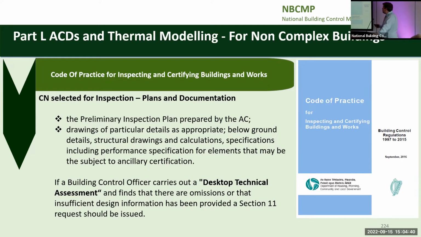So the preliminary inspection plan prepared by the ACDs may only include 1 or 2 inspections. So that's a risk for non-complex buildings or housing developments, that they need to go and re-evaluate that and check the preliminary inspection plan to see what inspections are laid out and what levels are provided. And then the drawings on particular details. And if a building control officer carries out a desktop assessment and finds that there are omissions or that insufficient design information has been provided, a Section 11 request should be issued by the Building Control Authority.